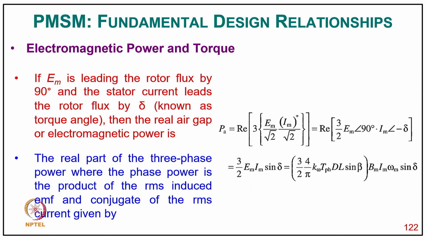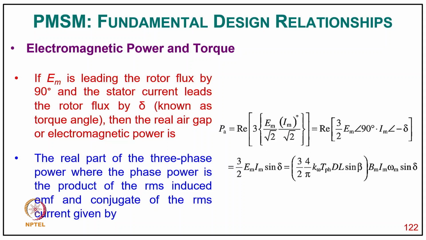Now coming to electromagnetic power and torque. So if Em is leading the rotor flux by 90 degrees and the stator current leads the rotor flux by delta, known as the torque angle or power angle, then the real air gap or electromagnetic power is given by P equal to real part of 3 Em Im conjugate under root 2 into root 2, and that is real of 3 by 2 Em at the angle of 90 degrees and Im at the angle minus delta, that is equal to 3 by 2 Em Im sin delta, equal to 3 by 2 into 4 by pi Kw Tph dl Bm sin beta Im omega sin delta.